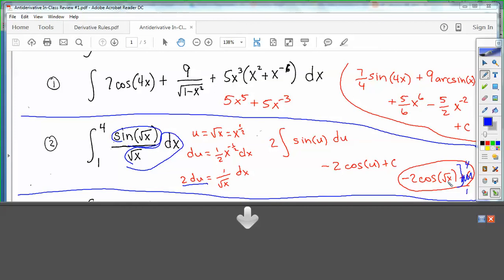So we put a 4 in there, square root of 4 is 2, so this would be negative 2 cosine 2, which who knows what that is, we just leave it, minus negative 2 cosine 1, which, again, who knows what that is. You can turn that to a plus, that'd be fine, but there's your final answer: negative 2 cosine 2 plus 2 cosine 1. The antiderivative of sine is negative cosine. Okay, I'll give you some more time to finish this third one.